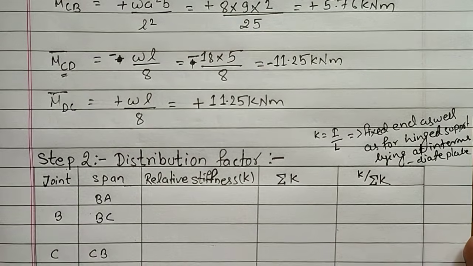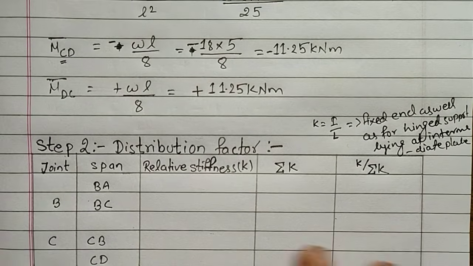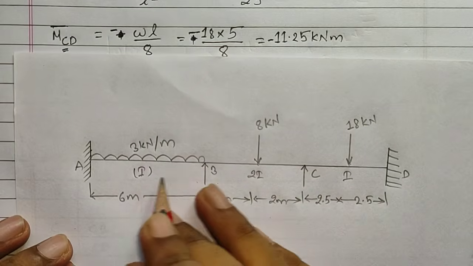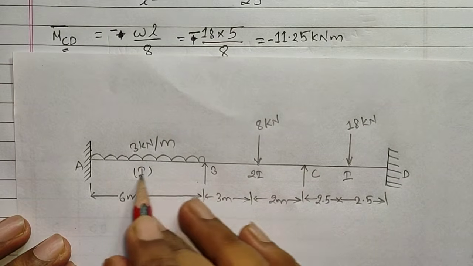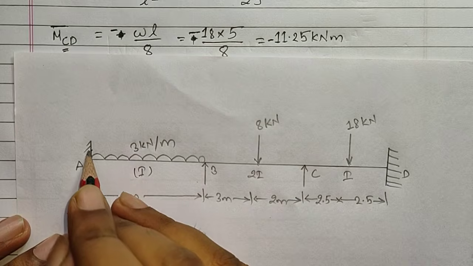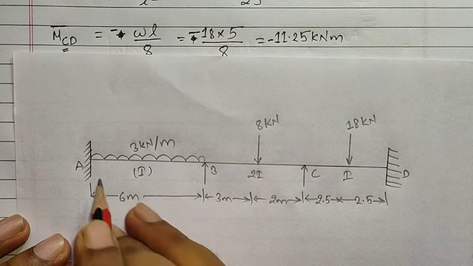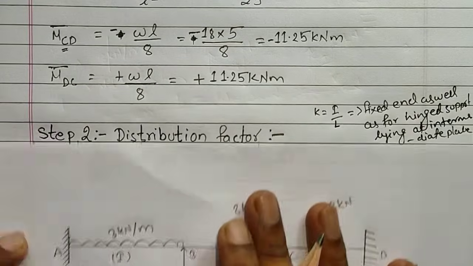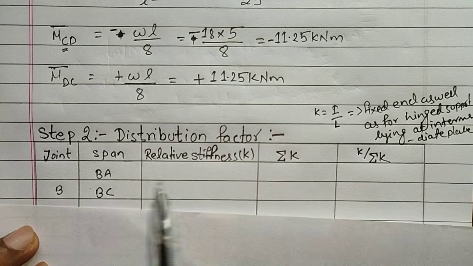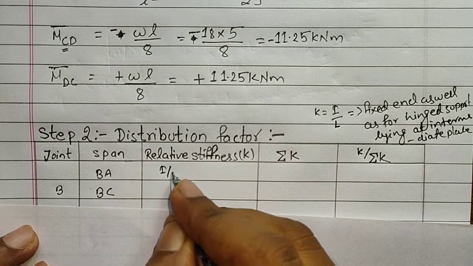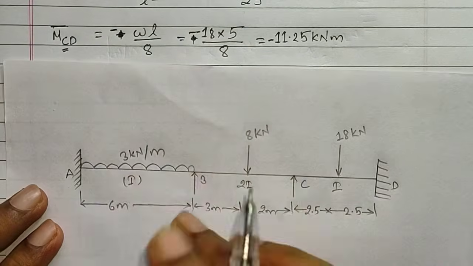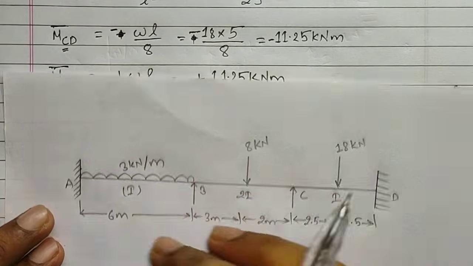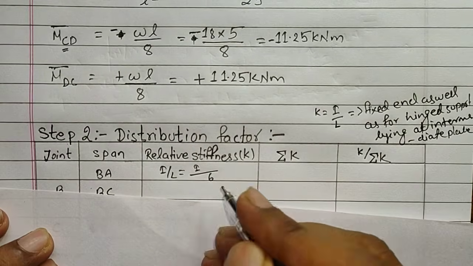Let me provide you a diagram, and then I will find the relative stiffness here. So we need to take the relative stiffness of span BA, and the end A is fixed, so the relative stiffness is going to be I by L due to the fixed end A. So we will write it down here, I upon L, and the I is simply I, and the span L is 6 meters, so this is going to be I upon 6.